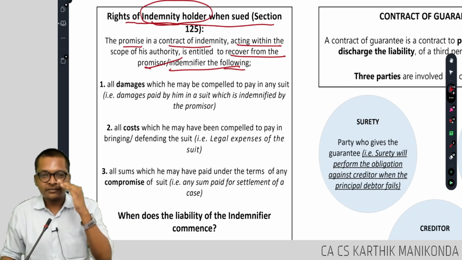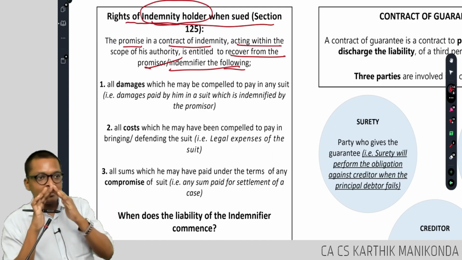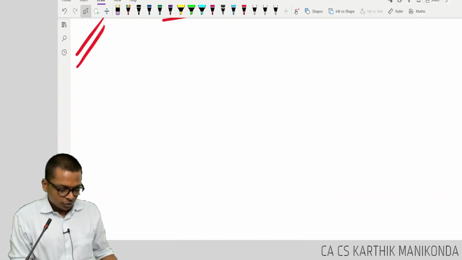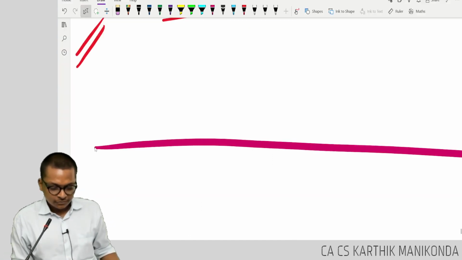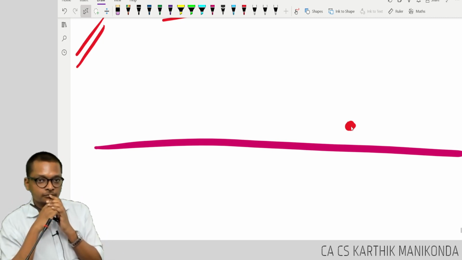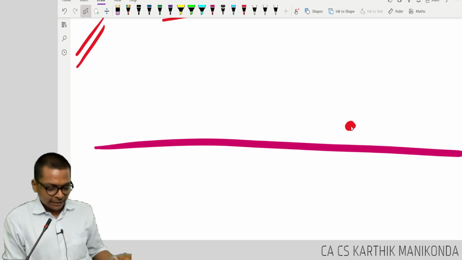When I sue them, what is my right? You tell me, guys, without reading the points: you had a bike, you parked it, some lorry came and hit it. You want me to draw that for you? Okay, that's it. That's the bike. No, crushed. Okay. Now, what are your rights? You will sue and you will claim what?